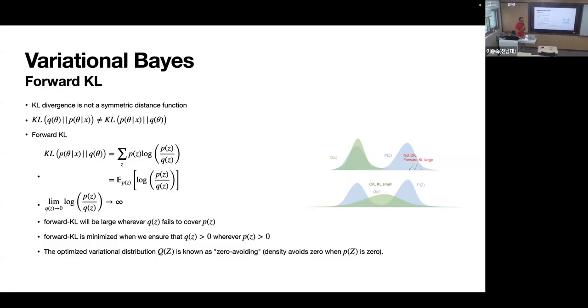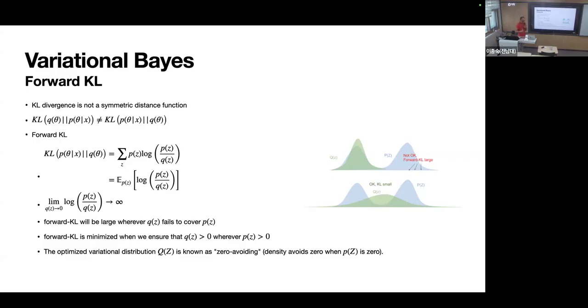So that is problematic. No, it's not problematic. That is a property of this. It's not a measure. It's not symmetric. And that's why we distinguish two of these, going forward and going backwards. We're going to see what's the difference.